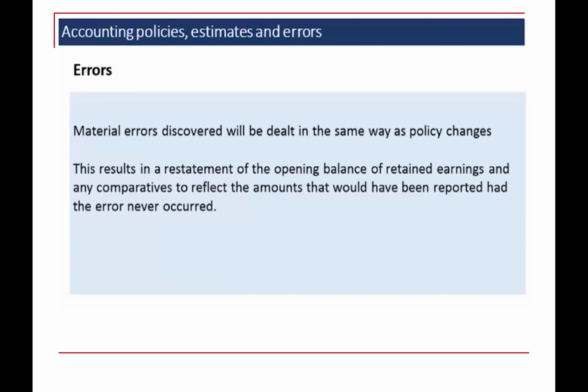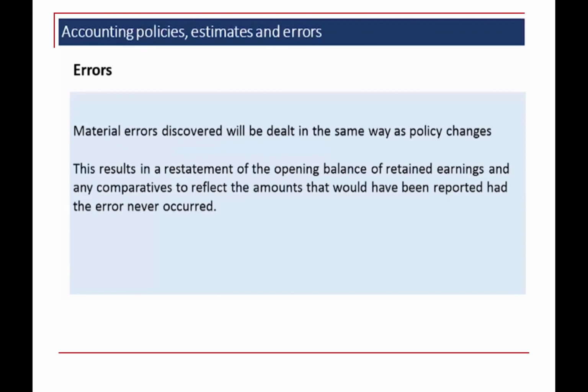Right, then the last aspect touched by this standard is accounting errors. So material errors discovered will be dealt with in the same way as policy changes. If you discover that you made errors, but not every error, only areas that you feel are material enough. So, for example, if you have revenue of $10 million and you make an error of $10,000, you may not necessarily need to worry yourself about $10,000 when you have a $10 million revenue amount. But if your total revenue is $100,000 and you make an error of $10,000, it means it's significant, it's material enough considering the total revenue.